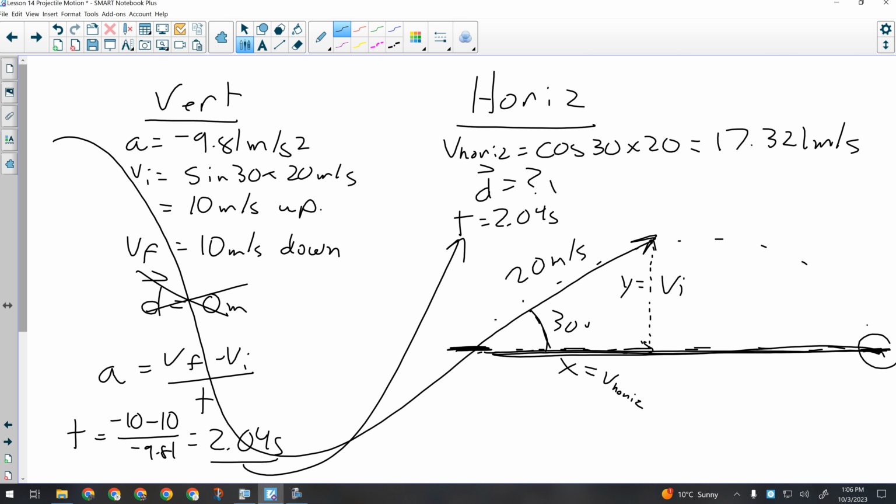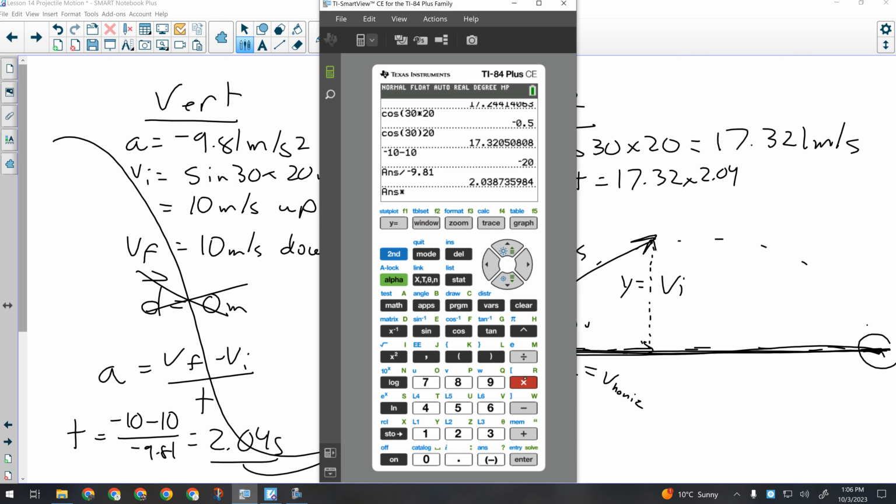Well, D equals V times T. 17.32 times 2.04, and that should tell me exactly where to put the pool. I put the center of the pool 35.3 meters away. Then I hit the pool. Okay with that idea?